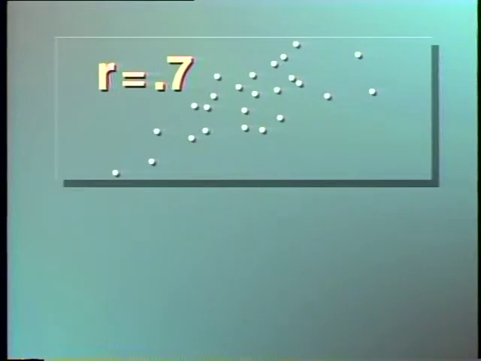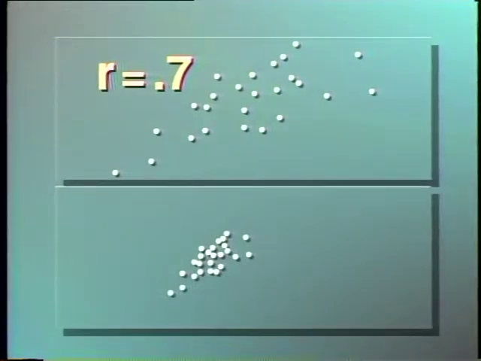Here's a scatter plot we saw earlier. The correlation is R equals 0.7. What's the correlation of this one? The points look closer to a line. But in fact, this is the same plot with more space around it. The space makes the relation look stronger. The correlation is the same, 0.7. The number helps correct the optical illusion.